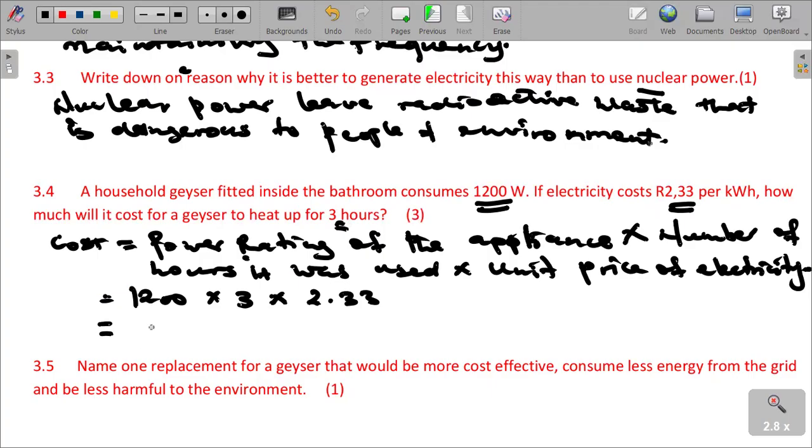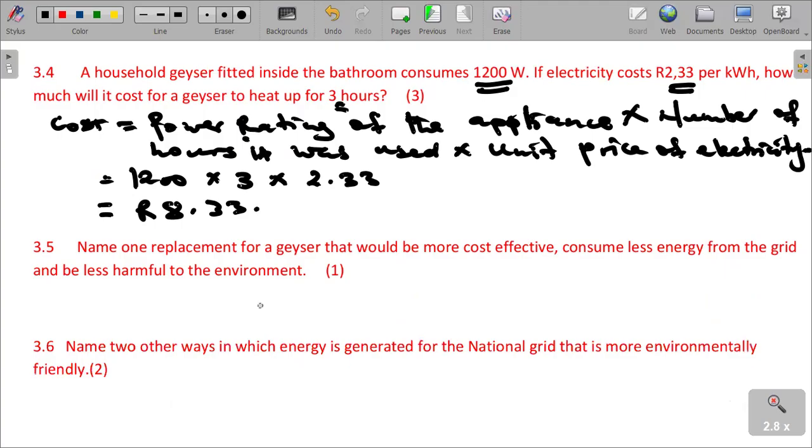We put it in the calculator, press that, and you can get that it's close to 8 rand 33. That is the cost it will take for the geyser to heat up for 3 hours. If it heats up for 3 hours, it will cost this much: 8 rand 33.